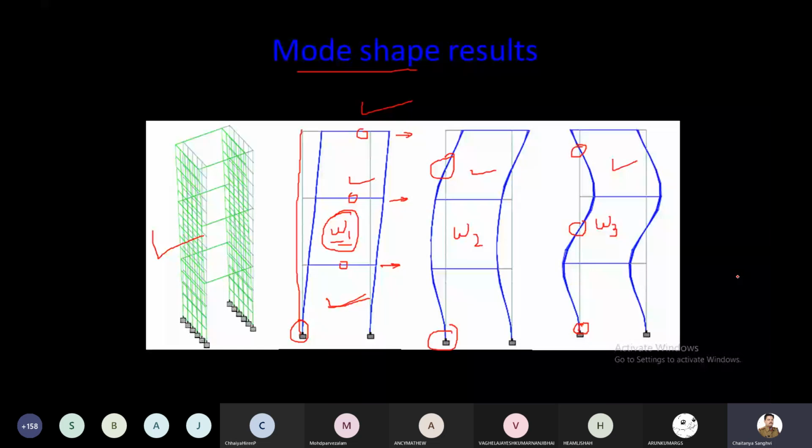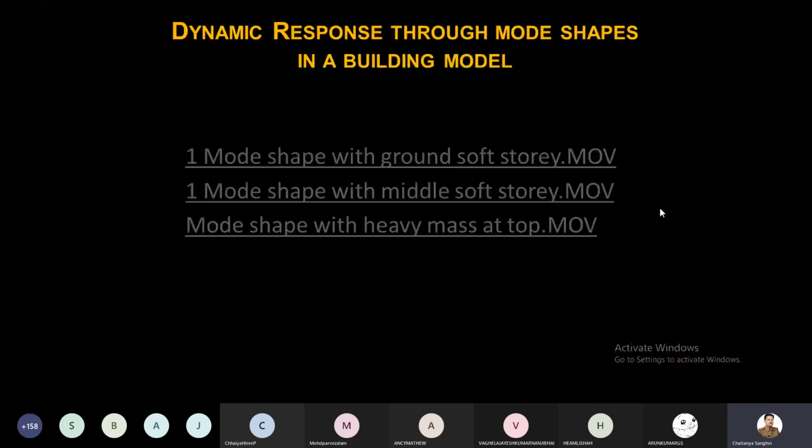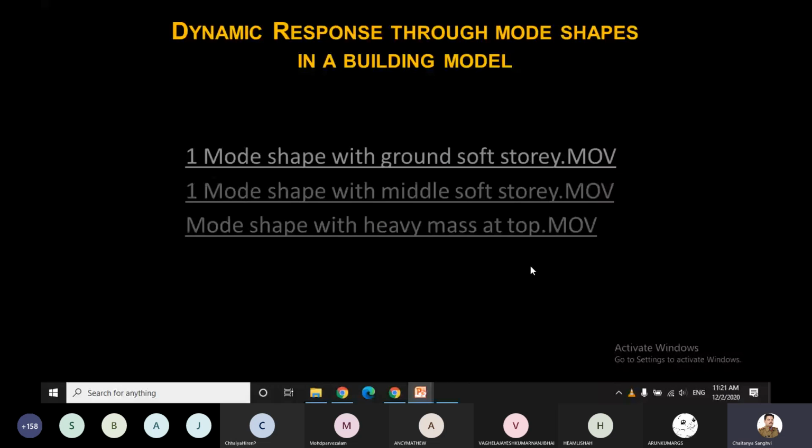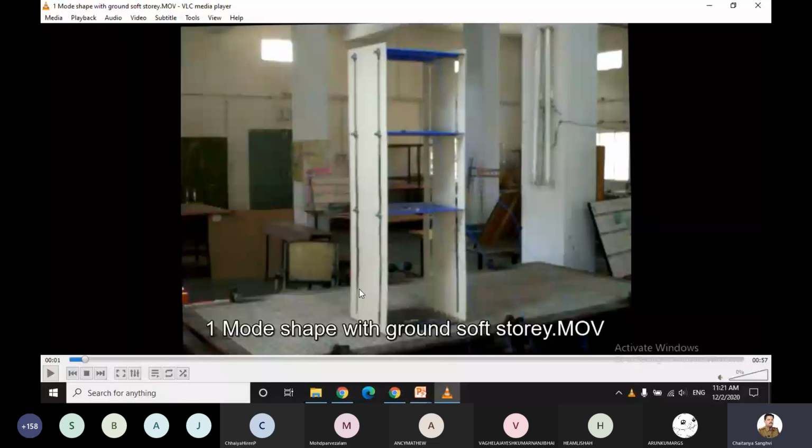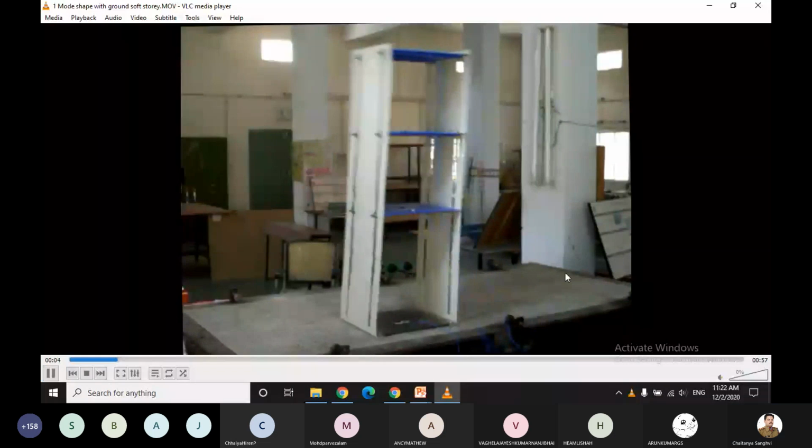Now we'll check exactly what is happening. Now here you look at this. The height of this first story is more as compared to the other two, right? It means height is more, means this is a flexible story. This is a flexible story, right? Now it is a flexible story, then larger deformation will be there only, right? Okay, so we will see the larger displacement at the ground story, right? Because it is flexible. Now look at the response.